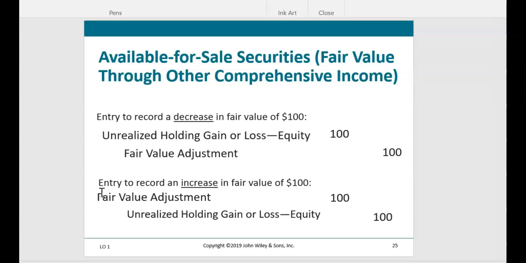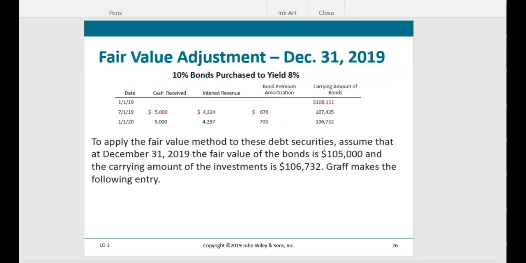Now let's take a look at an actual example where we're going to book some journal entries. Remember our bonds from the example we had been working on for a graph company, the debt investments, where we had recorded the first interest payment and then our accrual of interest revenue at year end. It is year end and because these are available for sale securities, we need to record a fair value adjustment.